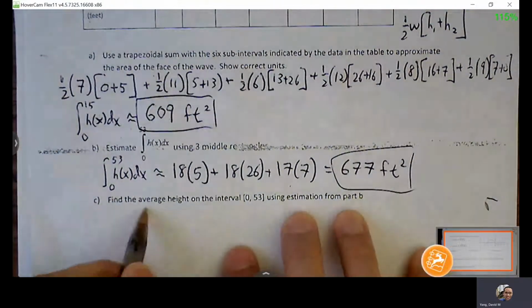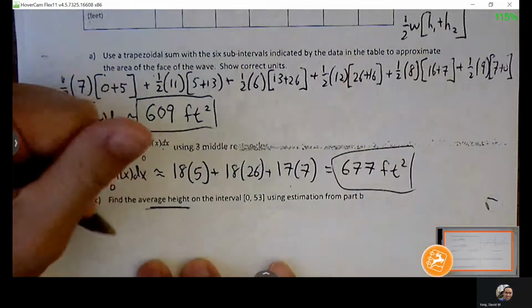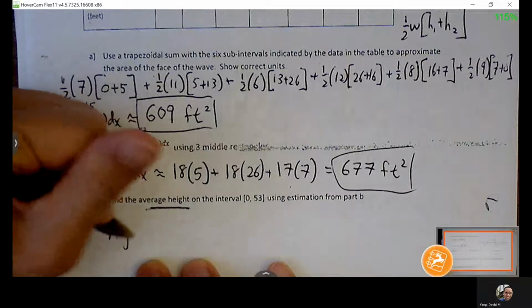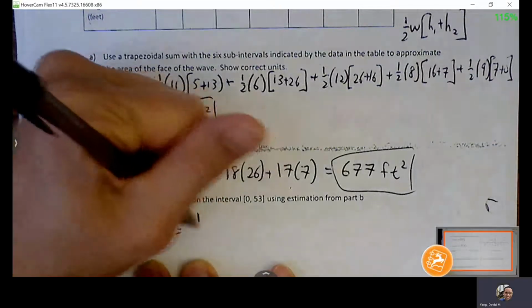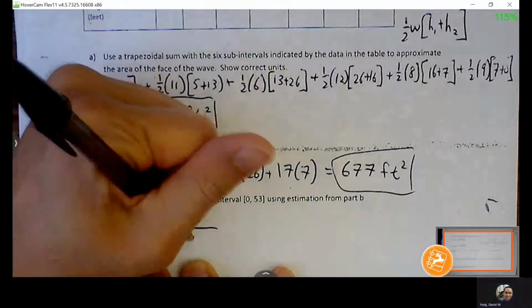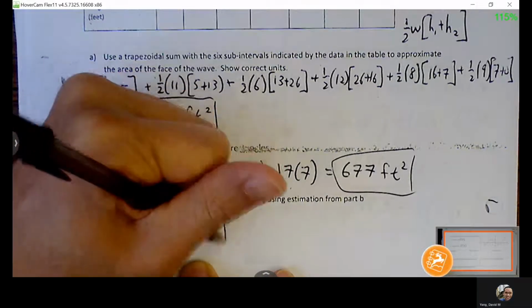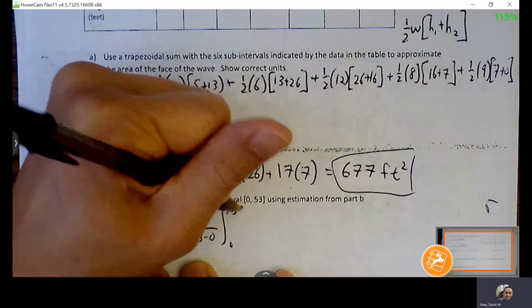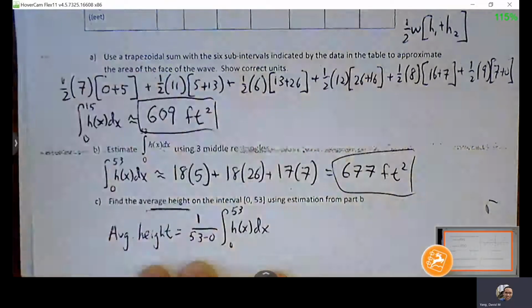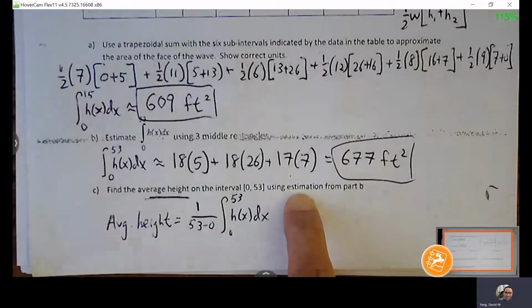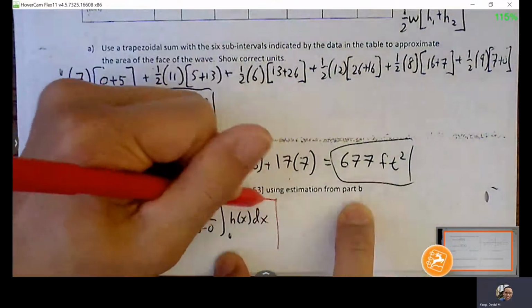Okay, find the average height. This is the average value theorem: one over b minus a times the integral from a to b of the function. It says use the estimation from part B, so we can replace this piece with 677.